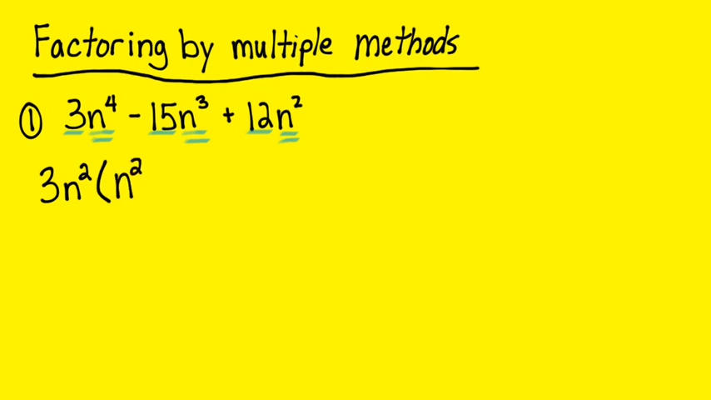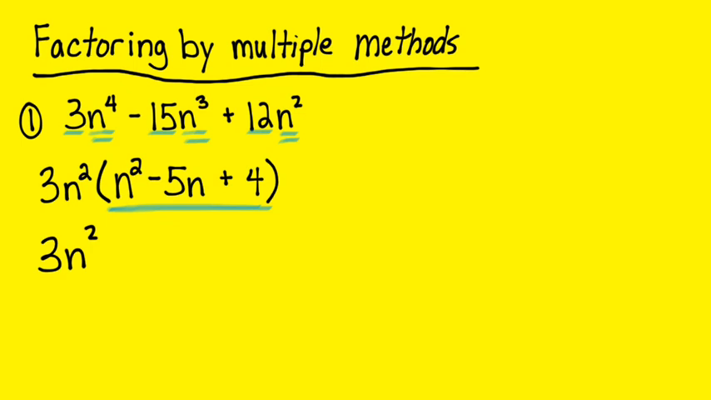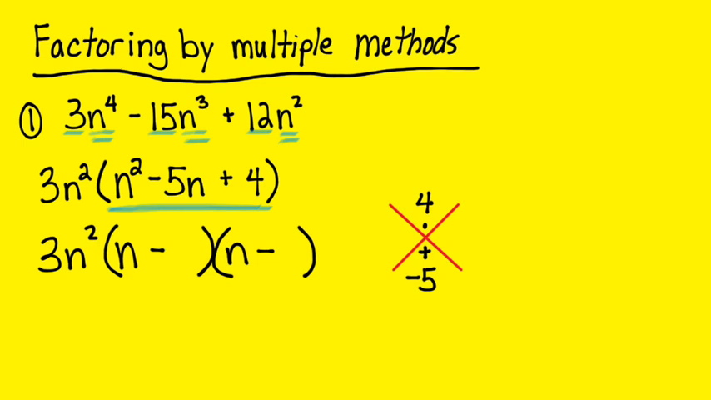And then I end up with n squared minus 5n plus 4. And this is not a perfect trinomial. But I could always X box it to see that I would use -1 and -4, because a negative times a negative is +4, and a negative plus a negative is -5, right? So there we have it, our factors in there.